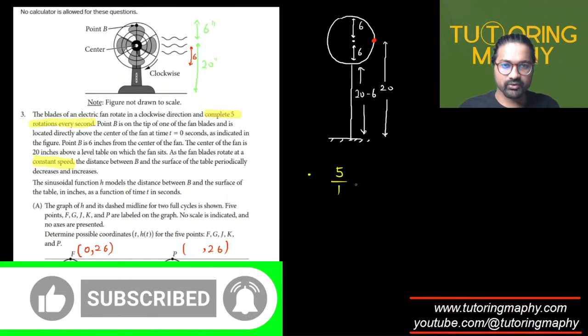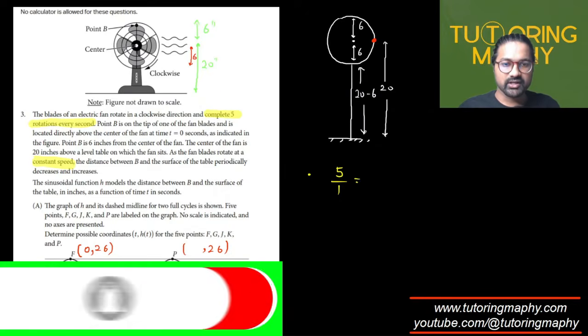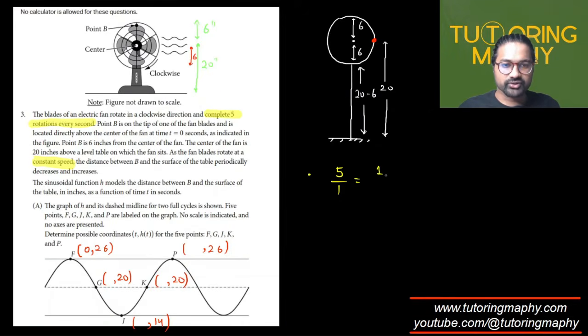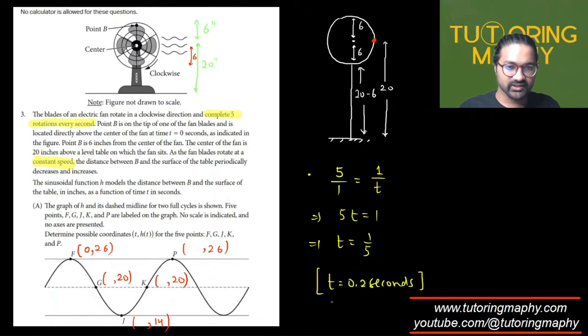So can I say 5 over 1 is the proportion? And we need 1 rotation. So 1 rotation will take how much time? Let's say it's t. So this proportion is obviously equal. If we cross multiply, then 5t is equal to 1, which means that t is 1/5 or t is 0.2 seconds. This is the time period. It is the time taken for one complete revolution.